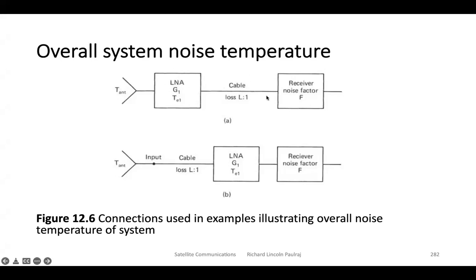Okay, and this is going to be your cable. G1 is the gain. TE is the equivalent temperature that we saw, right? And this is the antenna's temperature. And at the receiver side, the noise factor F. So these are the connections used for calculation of the overall temperature for a system.